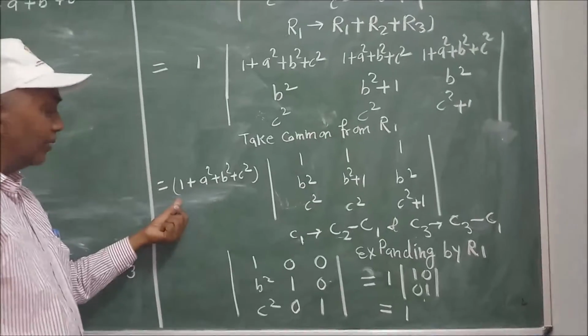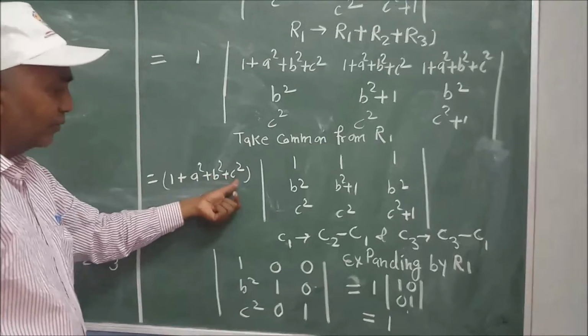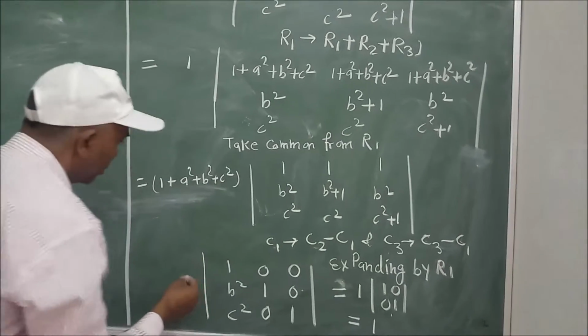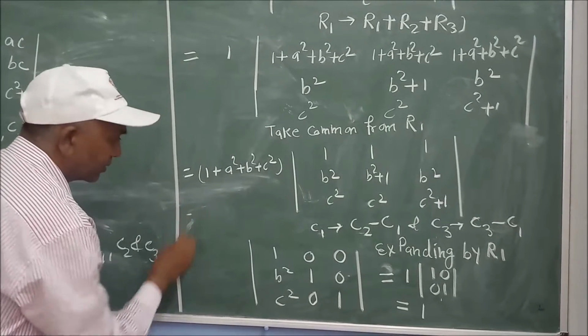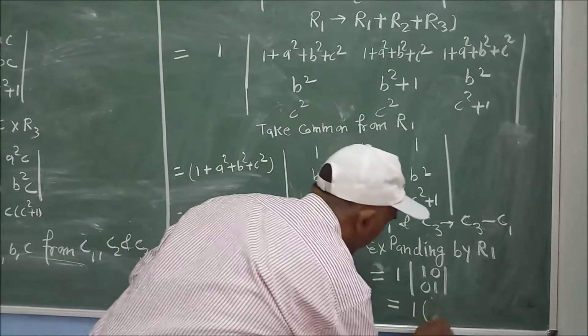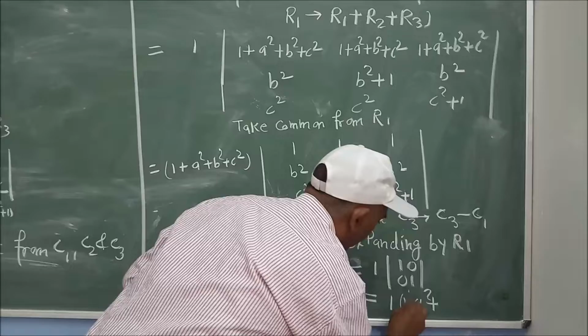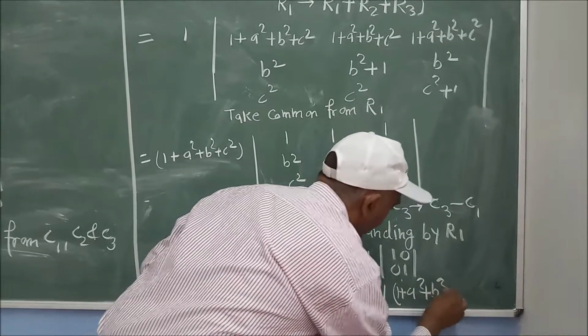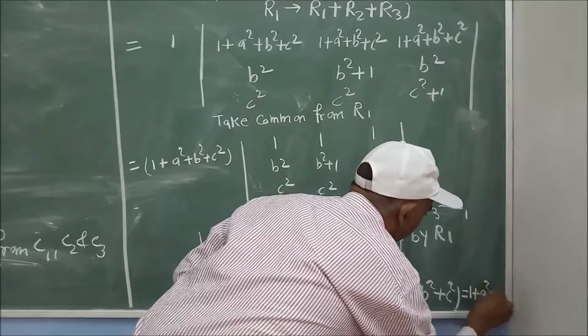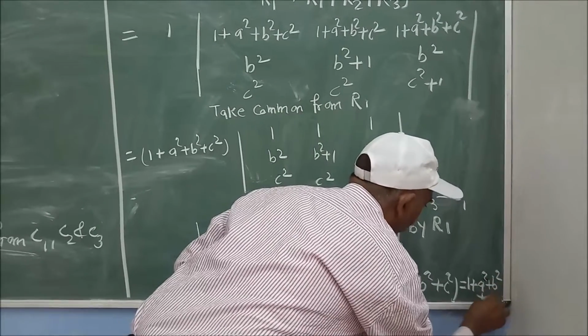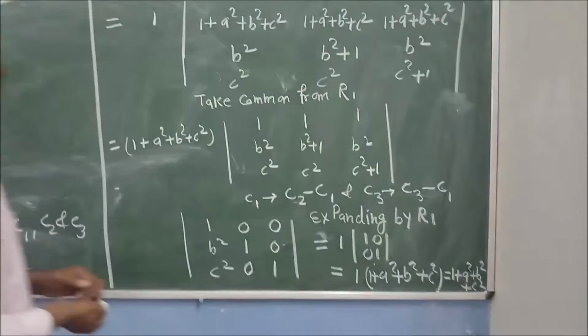That means the value of this determinant will be 1. So your answer will be 1 plus a square plus b square plus c square. This is the solution of the problem.